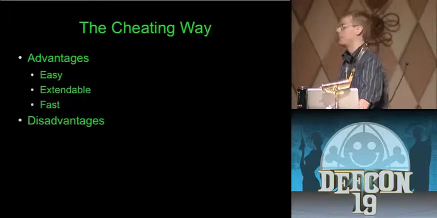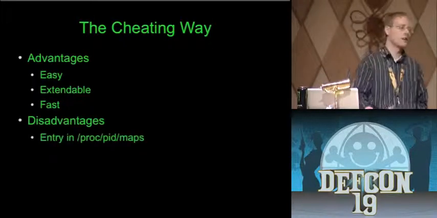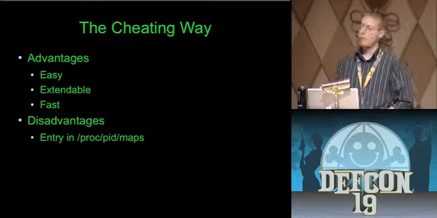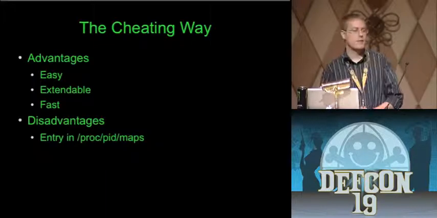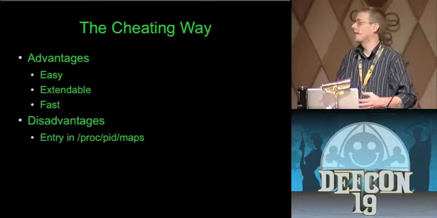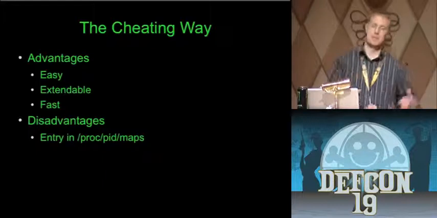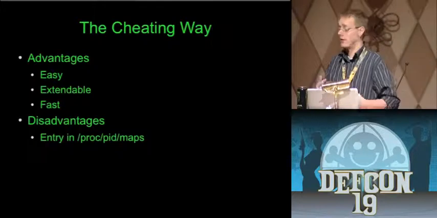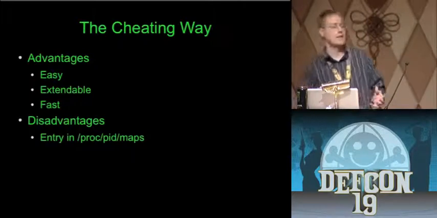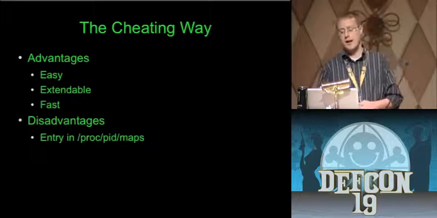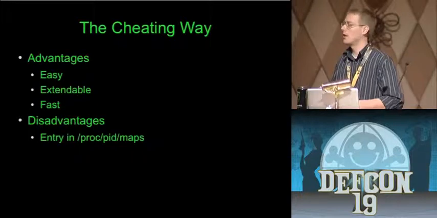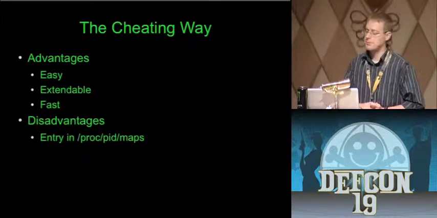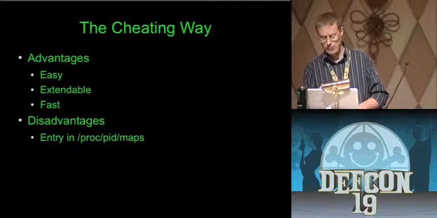There are some disadvantages, though. When you do this technique, you're going to have an entry in the maps file in /proc/pid/maps. And so when a system administrator thinks that Apache is acting weird, and he's like, it's been pwned, one of the things that he'll do for forensic purposes is he'll look in /proc/pid/maps for anything that might be evil or malicious. And he'll see, because you used dlopen, that your malicious shared object was loaded.